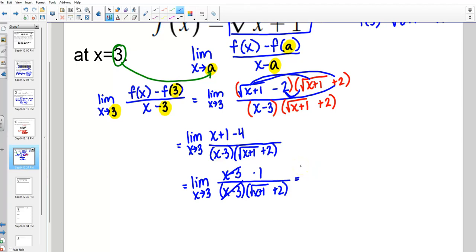At this point, and you want to notice I've kept limit notation this whole time, we're going to plug in 3, so we can drop limit notation. Once you plug in 3, you don't have to use limit notation anymore. So we're going to have square root of 3 plus 1 plus 2. That's going to be 1 over 2 plus 2. So we get 1/4 for our answer.